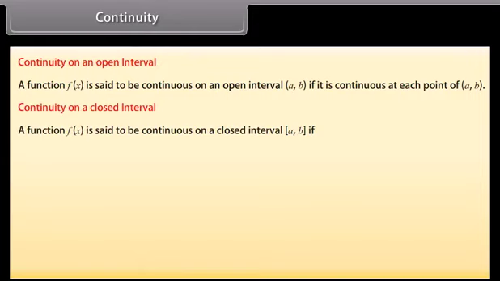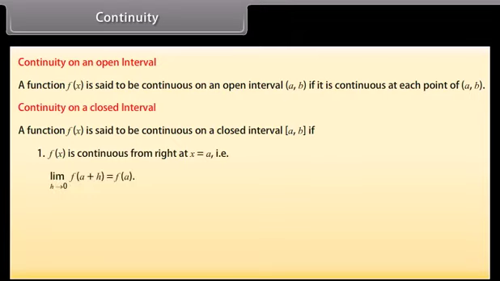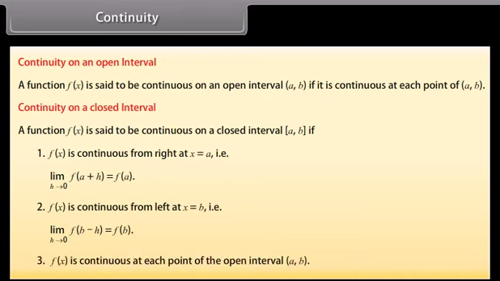A function f(x) is said to be continuous on a closed interval [a, b] if: 1. f(x) is continuous from the right at x = a, that is, limit h approaches 0 of f(a + h) is equal to f(a). 2. f(x) is continuous from the left at x = b, that is, limit h approaches 0 of f(b − h) is equal to f(b). 3. f(x) is continuous at each point of the open interval (a, b).